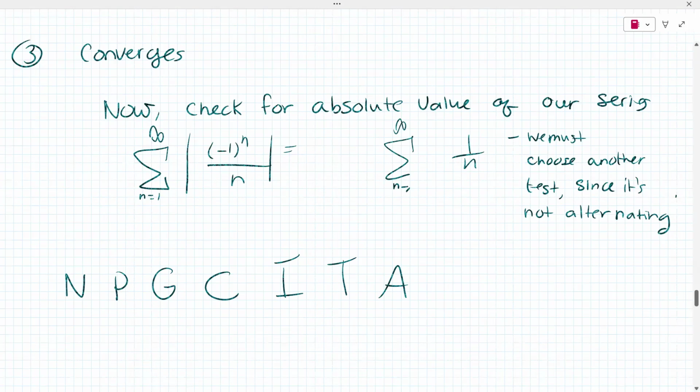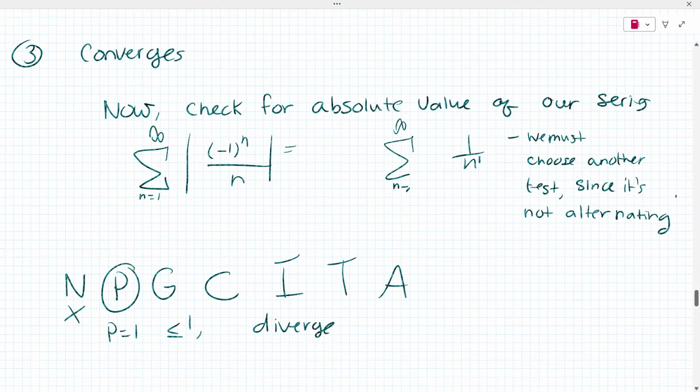We can't use the N. Can we use the P, which stands for P series? I think it is a P series. So the test we can use is the P series. I believe our P is going to be 1, because this is n raised to the 1. It's still technically less than or equal to 1, so we know it diverges.